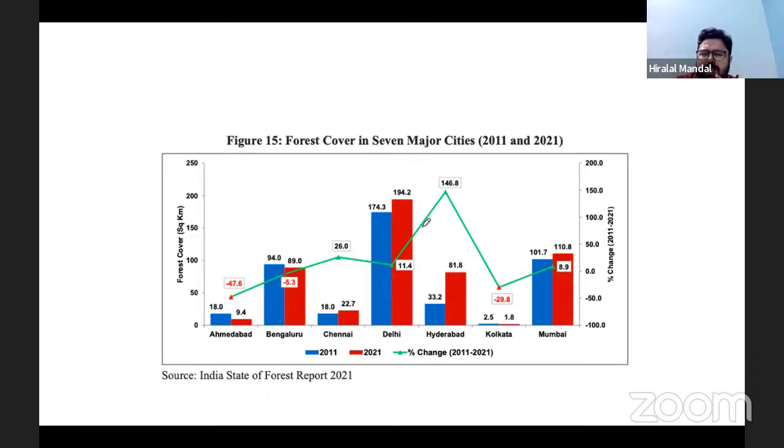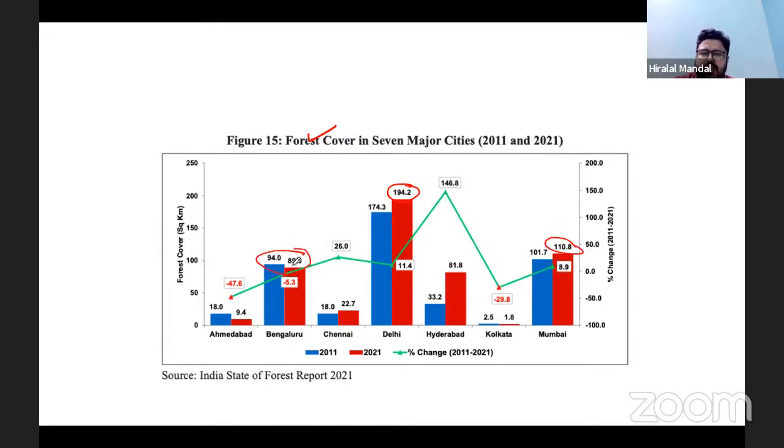Forest cover in seven major cities: if you look at it in absolute terms, of course you can see Delhi is performing well. In Delhi, 194 square kilometers of area comes under forest cover. So 194.2 square kilometers is under the forest cover. So Delhi comes first, followed by Mumbai. So Mumbai is second, followed by Bangalore.